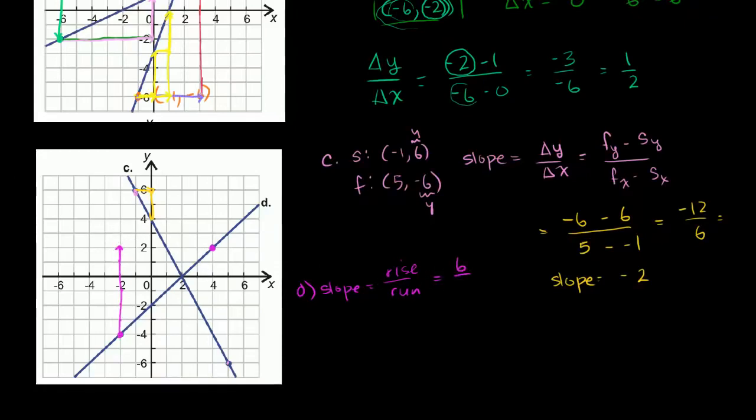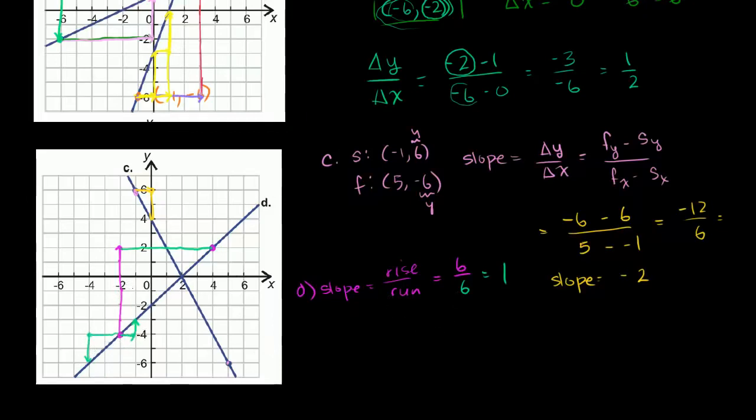We are running, I'll do it in a different color, 1, 2, 3, 4, 5, 6. We're running 6. So our slope is 6 over 6, which is 1, which tells us that every time we move 1 in the x direction, positive 1 in the x direction, we go positive 1 in the y direction. So for every x, if we go -2 in the x direction, we're going to go -2 in the y direction. So whatever we do in x, we're going to do the same thing in y in this slope. And notice that was pretty easy.